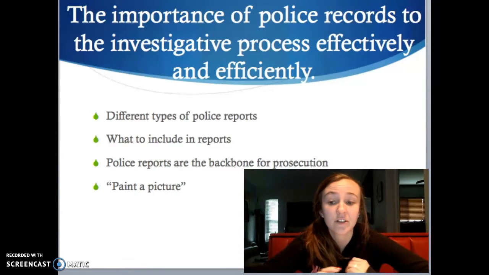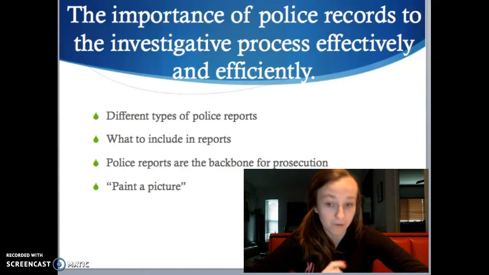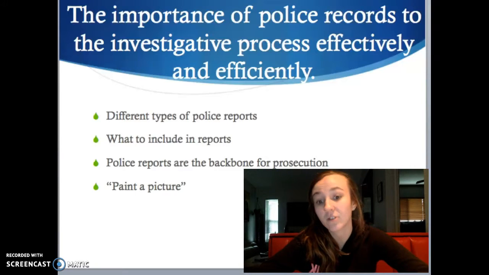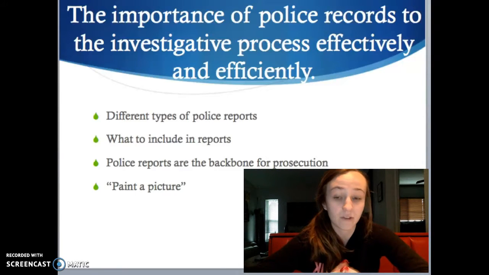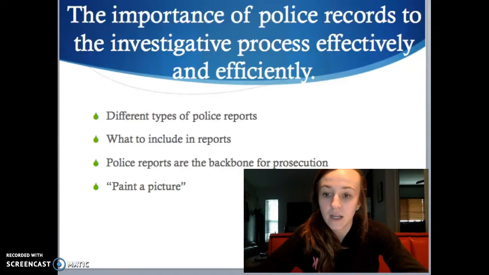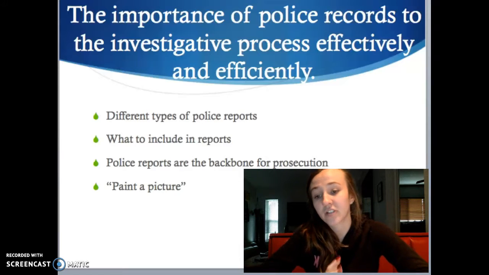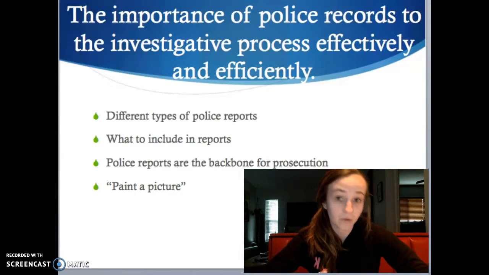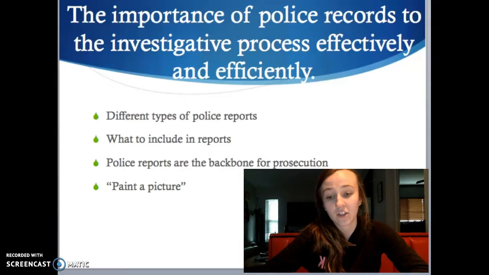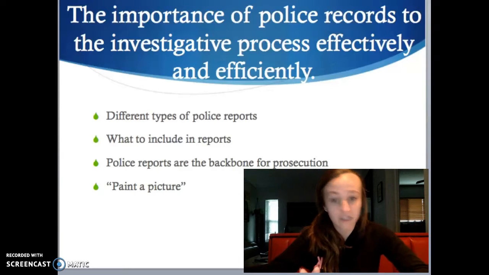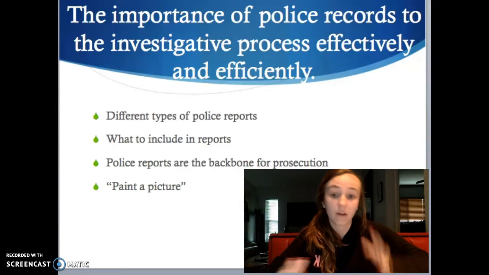The police reports are the backbone of the prosecution, which is true because when the police go up on the stand and testify that their reports are what they wrote themselves, the jury is going to be able to believe them. Also, the reports should paint a picture, so the amount of detail you include in the police reports should be very strong, so that the judge or the jury doesn't have to put any assumptions together. It should all be written out for them.